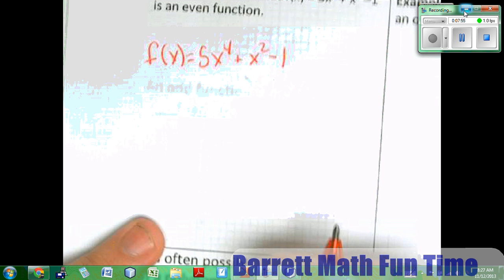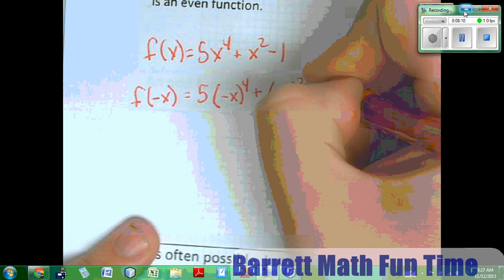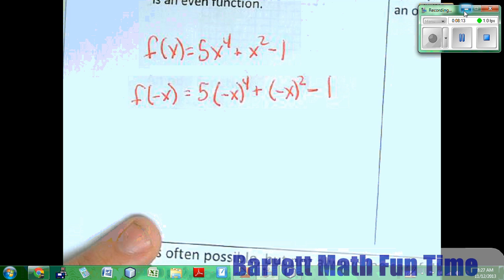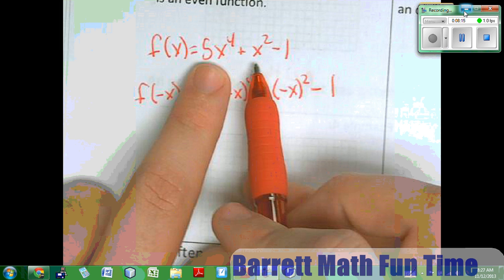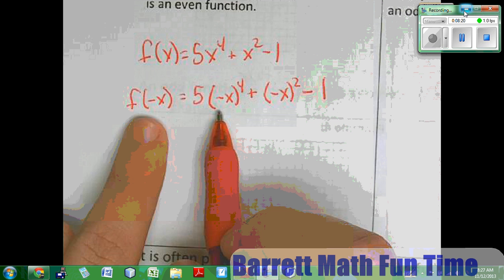f of x is 5x to the 4th plus x squared minus 1. All right, so f of negative x is 5 times negative x to the 4th plus negative x squared minus 1. So in the place of x, I just put negative x. Right? Yes.